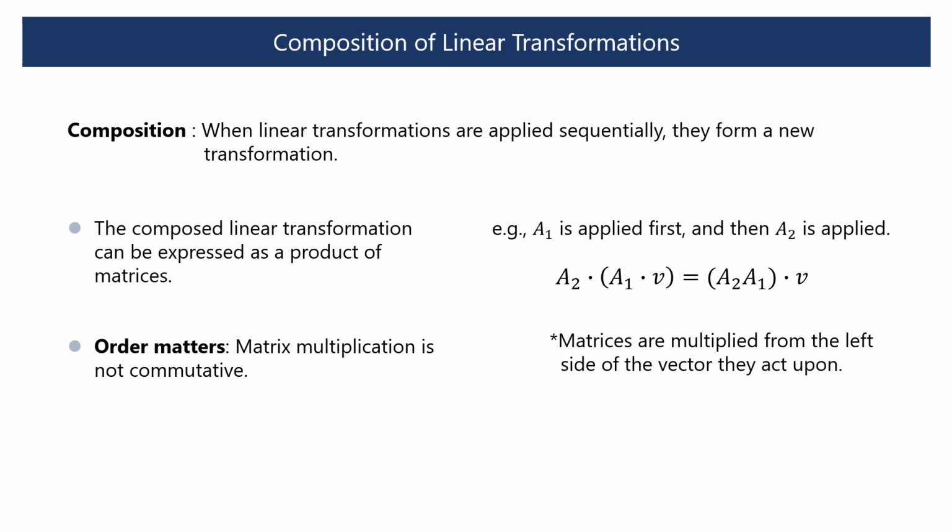Since matrix multiplication is not commutative, the sequence of transformation is important. That is, order matters. Matrices are generally multiplied from the left side of the vector they act upon. If A1 is applied first and A2 second, the composition is expressed as A2 after A1.